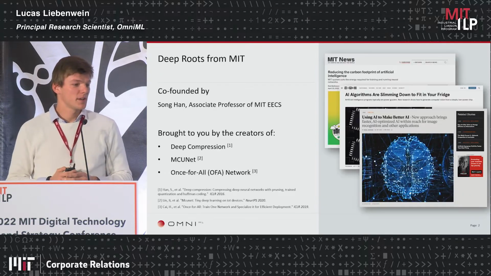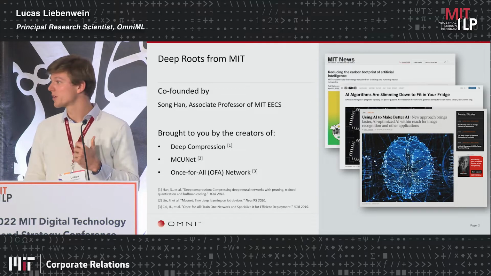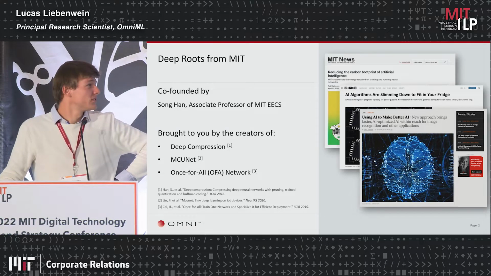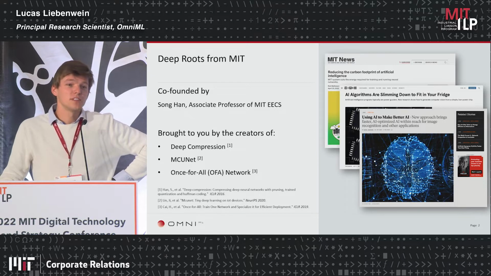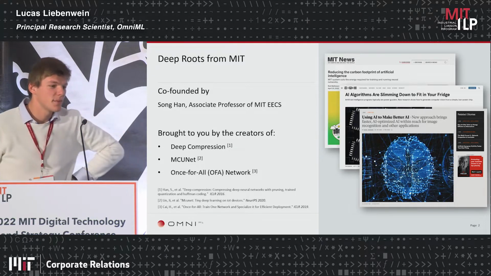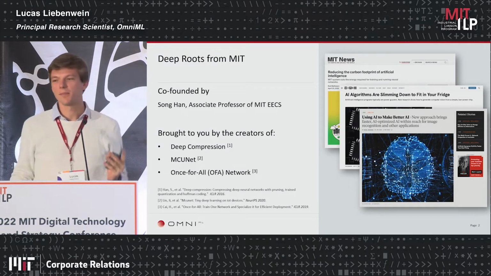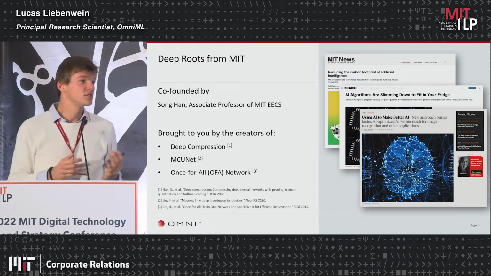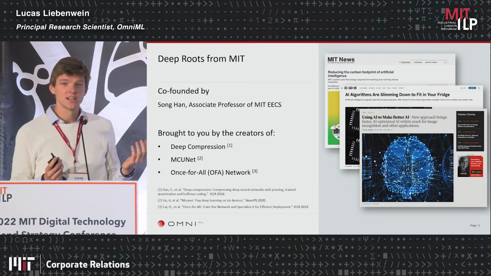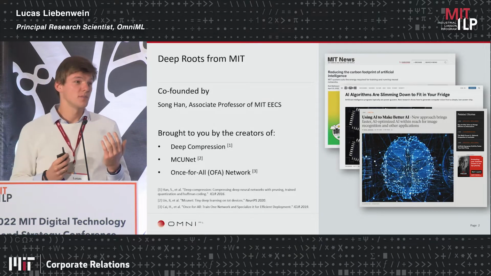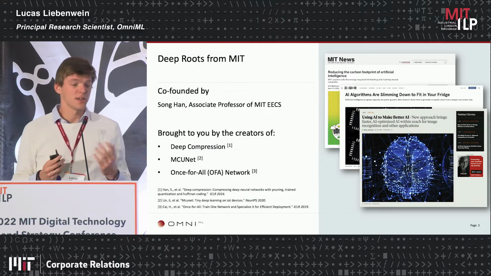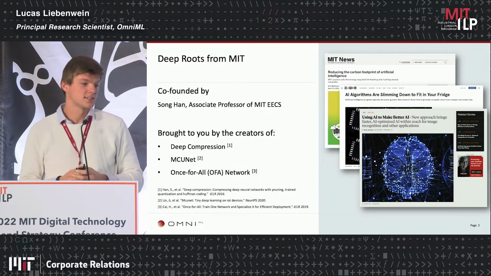A little bit about ourselves. We were co-founded about a year ago by one of the professors here at MIT. I myself did my PhD in efficient machine learning, also here at MIT. So OmniML is a culmination of decade-long research into understanding how machine learning, how deep learning works, what are the driving factors to making it more effective, more efficient, and more useful across different applications and hardware devices.